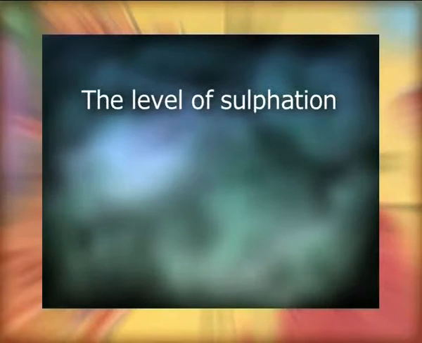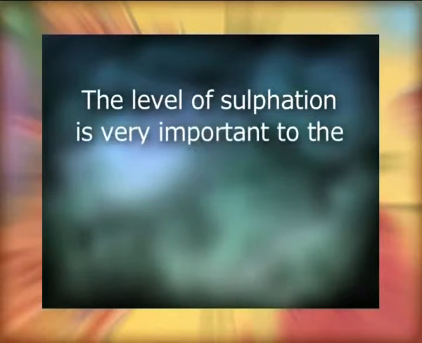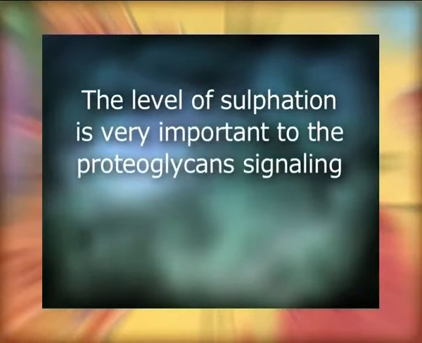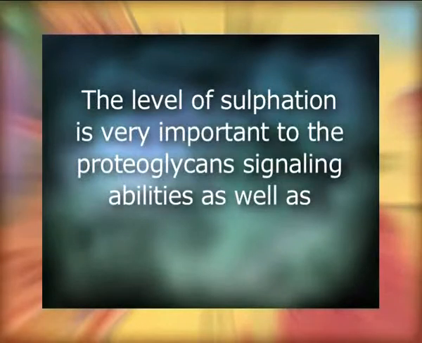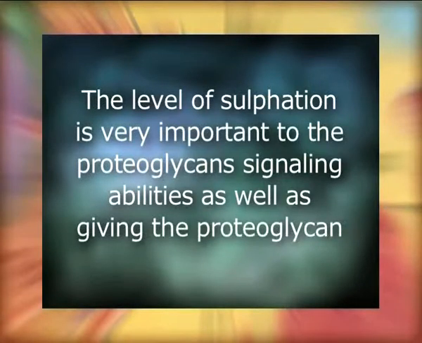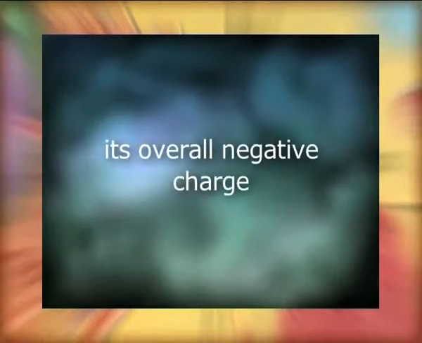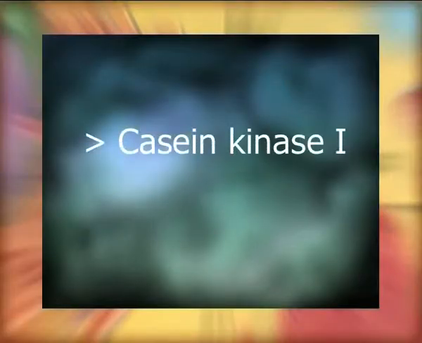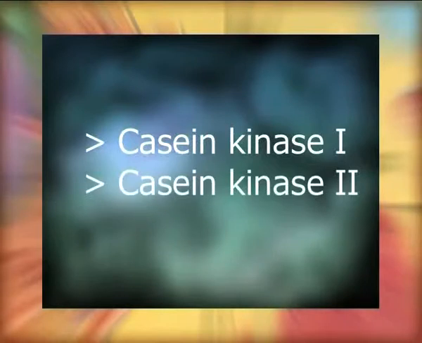The level of sulfation is very important to the proteoglycans' signaling abilities, as well as giving the proteoglycan its overall negative charge. The phosphorylation of molecules requires that ATP is imported into the lumen of the Golgi and then utilized by resident kinases such as casein kinase 1 and casein kinase 2.